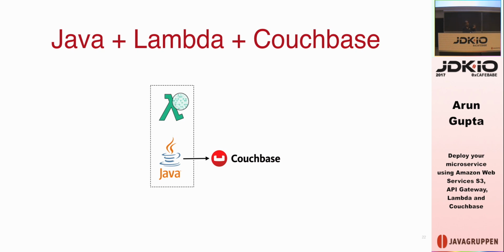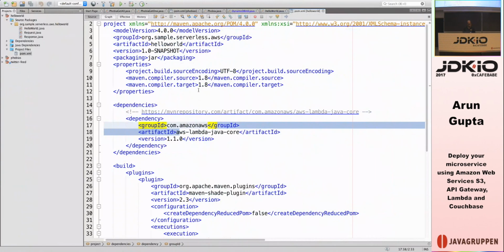So let's see, my next example is, now I've written a simple Java function, which is hello world, but now I want to add some state to it. And state is in the sense that I should be able to talk to the behind the scene Couchbase database, okay? So let's take a look at that.